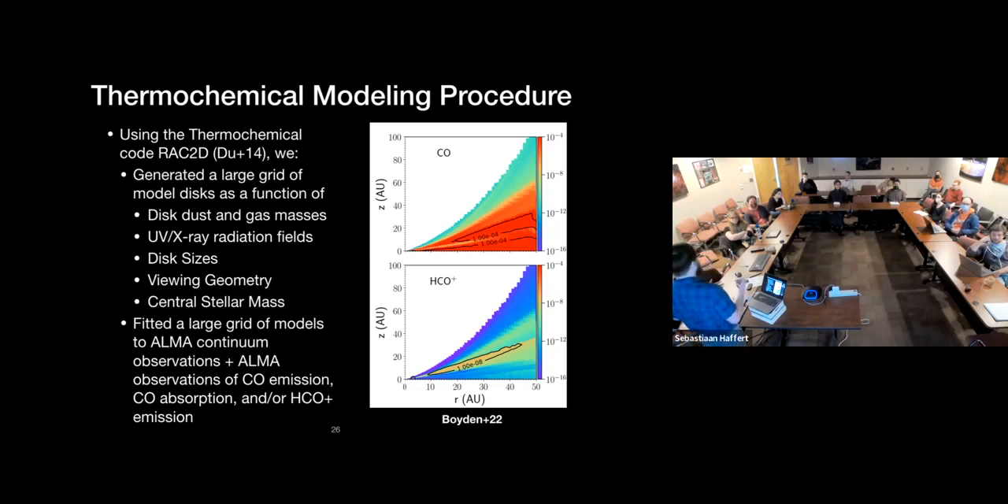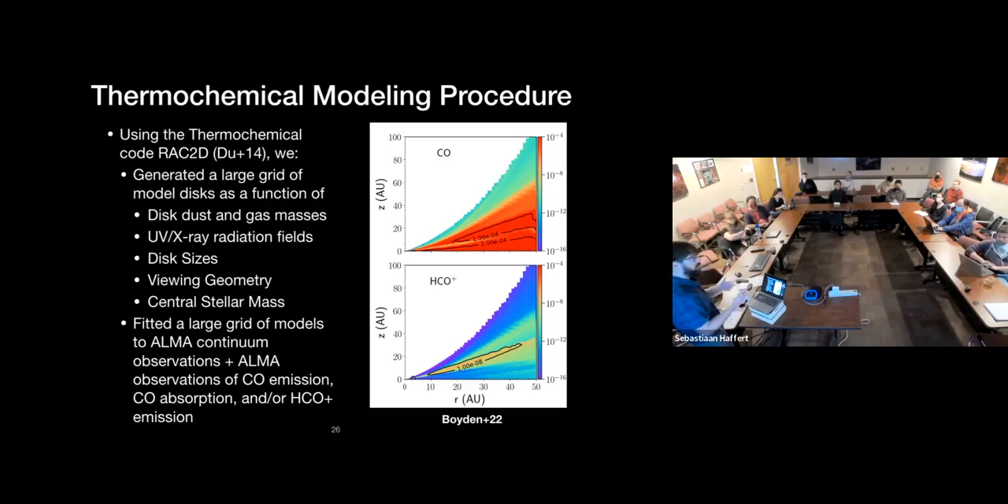And to constrain these quantities, I used the chemical disk modeling software called RAC2D. And these chemical codes are used very often to constrain disk properties from ALMA molecular line observations of protoplanetary disks. So just to go over briefly how these codes work, what they do is they simulate the chemical evolution and molecular line emission of a model protoplanetary disk as a function of different parameters. So disk parameters, stellar parameters, environment parameters, and so forth.